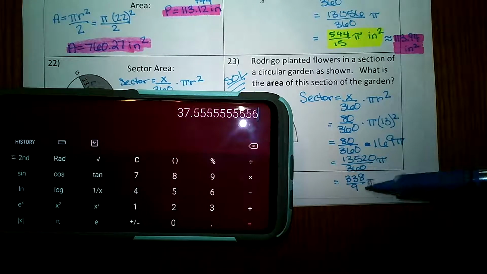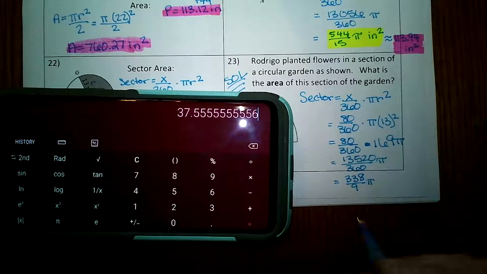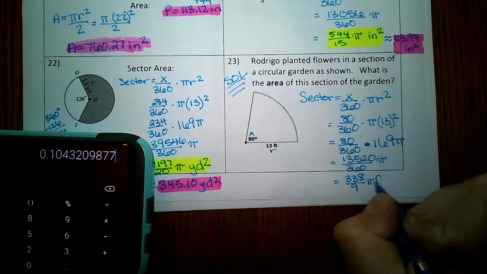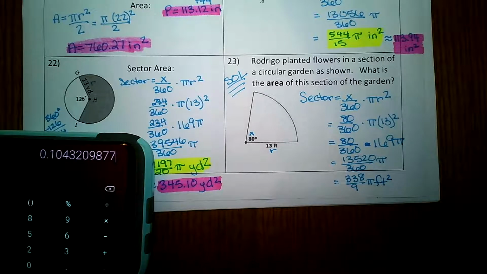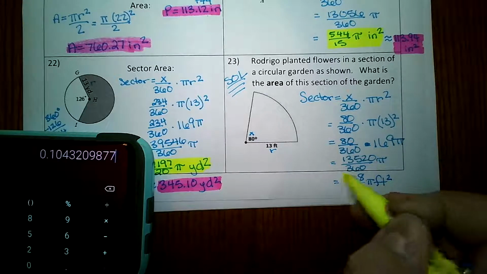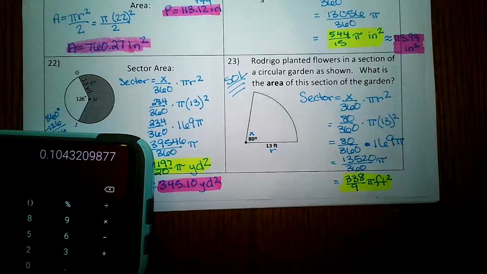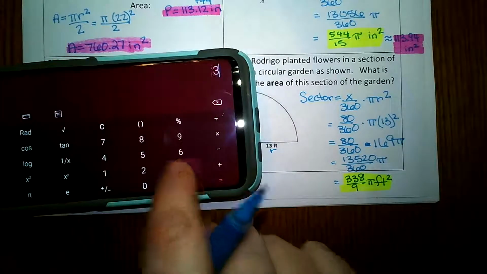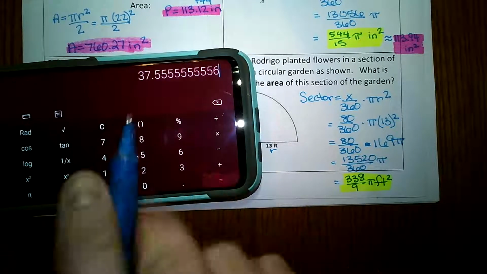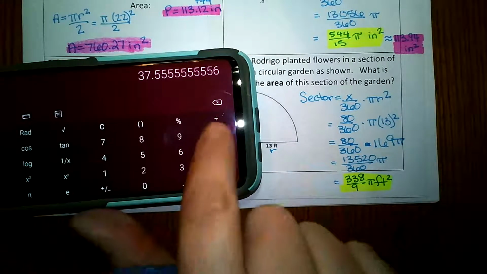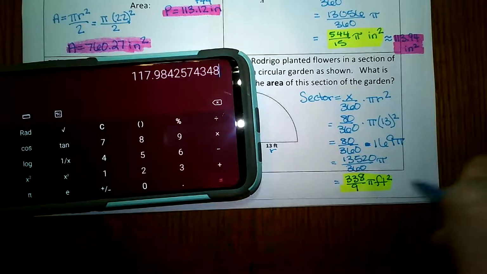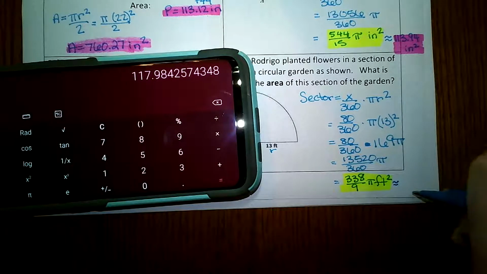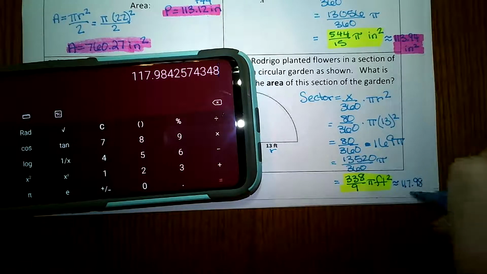Okay, so when I type this into my classroom calculator, I get 338 over 9 pi. That represents feet squared. That's my exact area of Rodrigo's flower bed. If I needed it as a rounded value in decimal form, I'd just multiply those together. 338 over 9 is 37.5 continuing times pi. So I'd be looking for a rounded value of 117.98 feet squared.